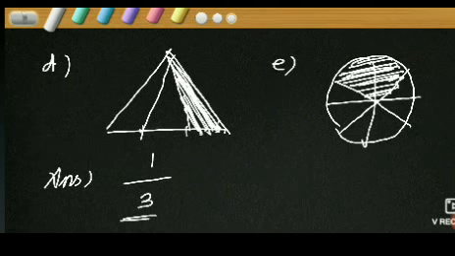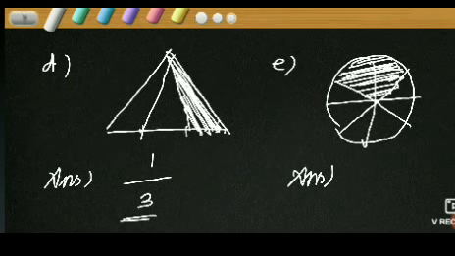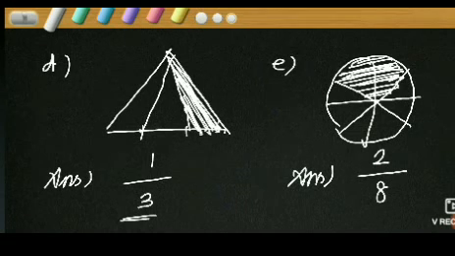Among these parts, how many are shaded here? Yes, 2 parts are shaded. So what would be the fraction corresponding to this? Out of 8 means 8 as a whole, 8 parts, so 8 should be written in the denominator section. And how many are shaded? 2 are shaded. So 2 out of 8. So the fraction corresponding to this is what? 2 by 8.